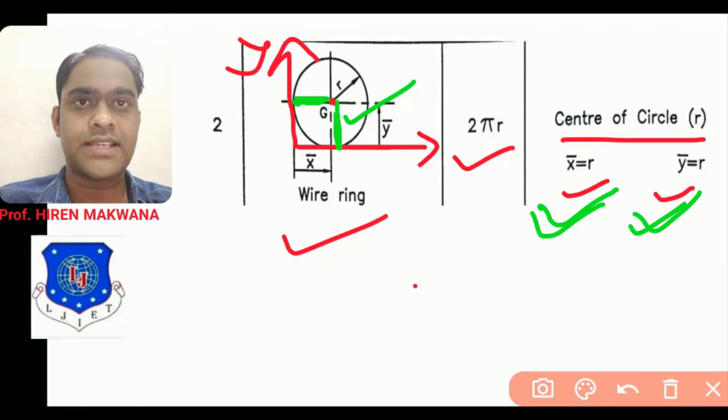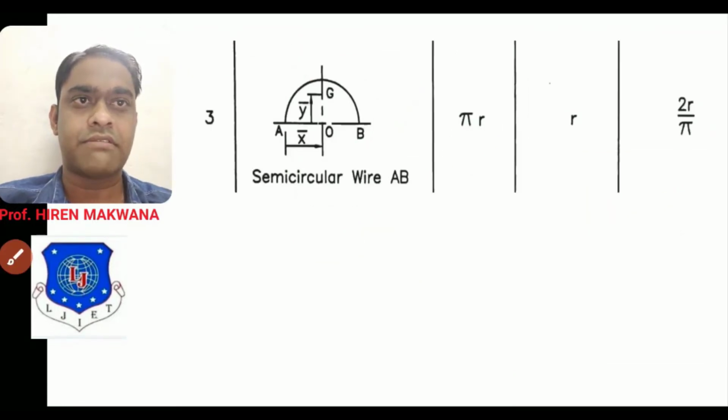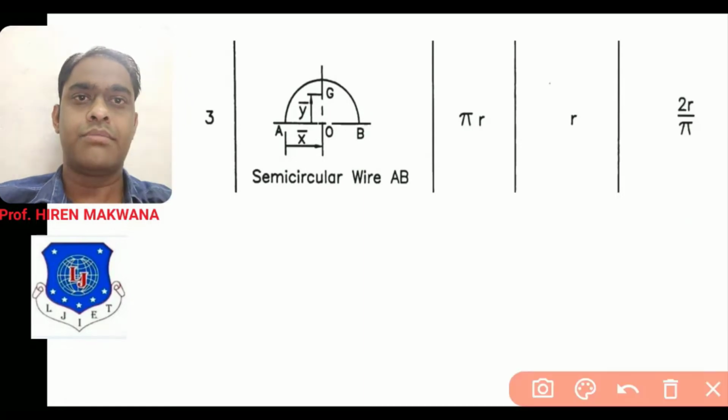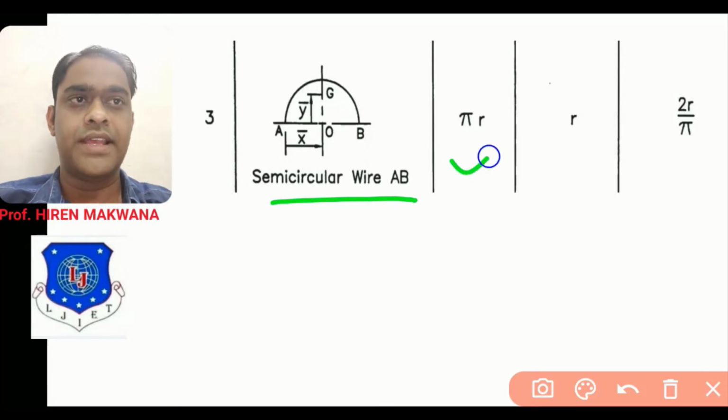So for the first and second parts, line and circle, this is very easy, but the third part is quite complicated. Must listen, this part is very important. It is a semicircular wire AB, for which the length will be half of the circle, meaning pi r. In the circle the length is 2 pi r, in the semicircle the length is pi r.